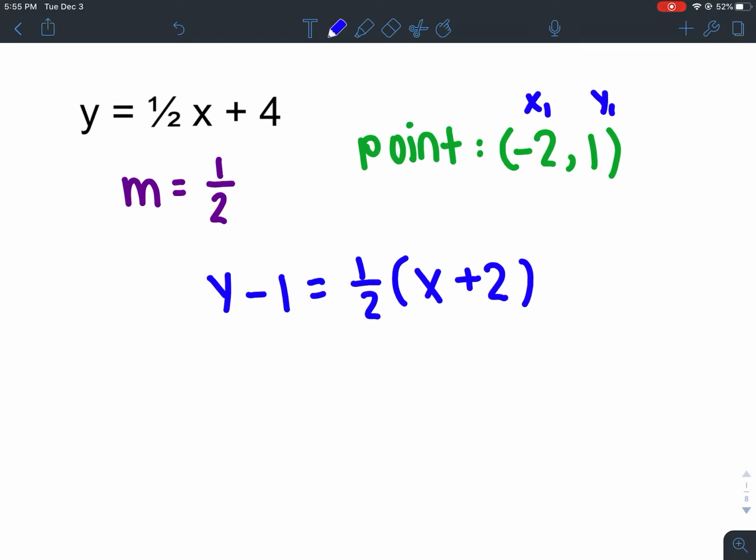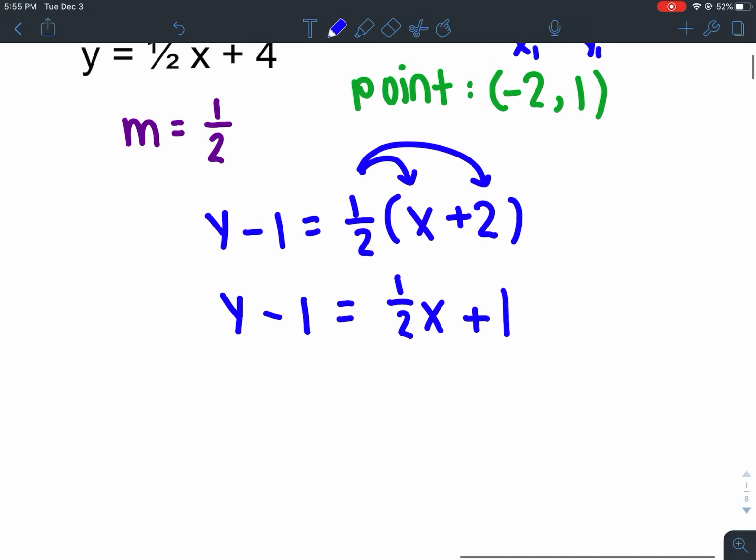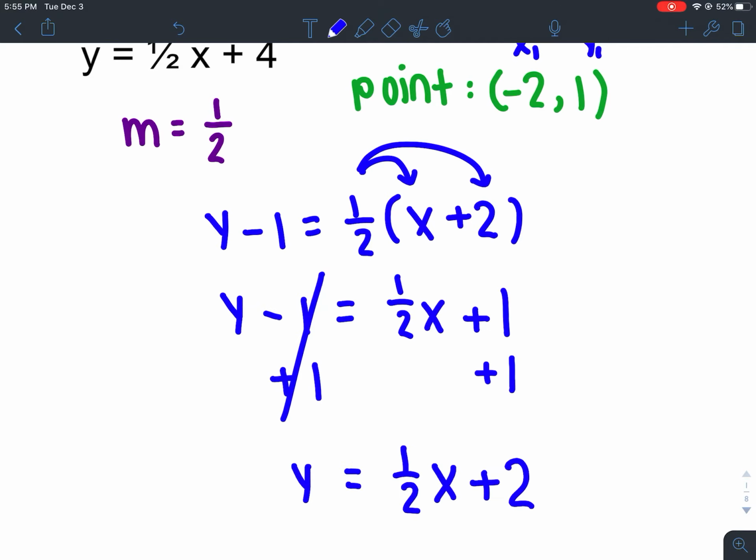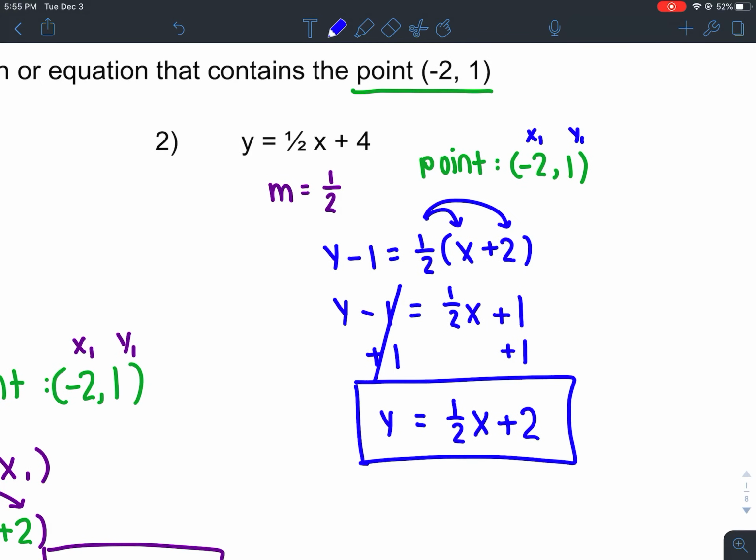But we want it in slope intercept form, so we're going to distribute: y minus 1 equals 1/2 x, 1/2 times +2 is +1. Then I want to get y by itself, so I'm going to add 1 to both sides. Y equals 1/2 x plus 2. Okay, this is the equation of my new line.